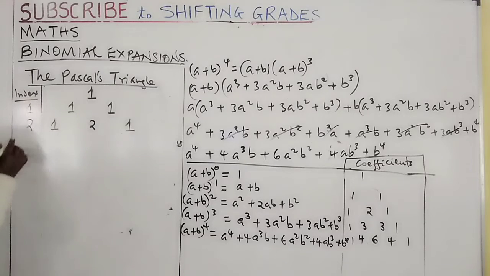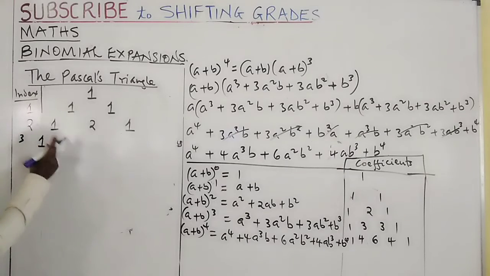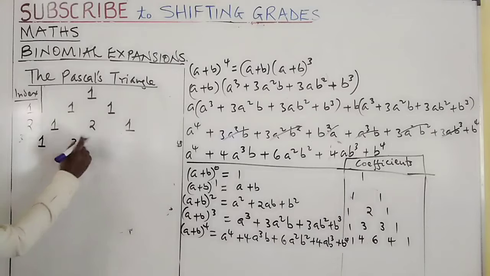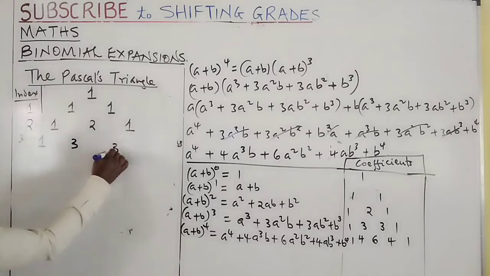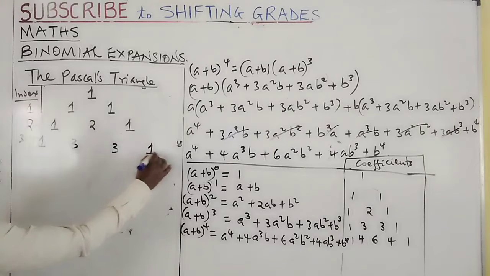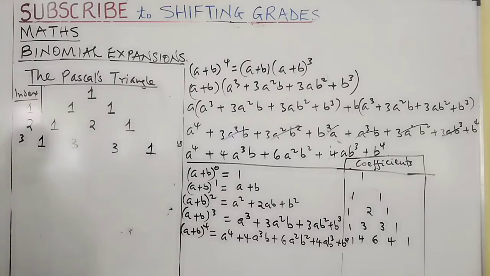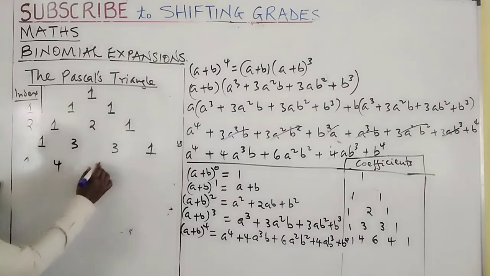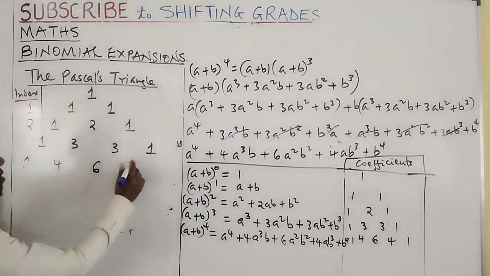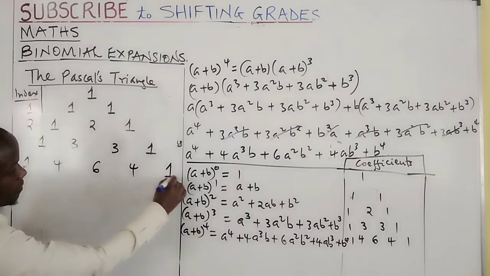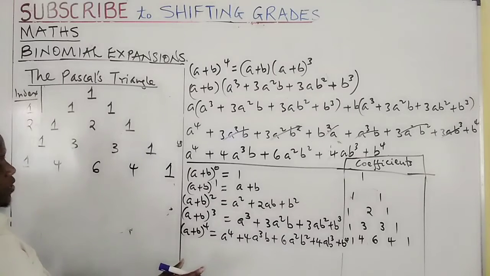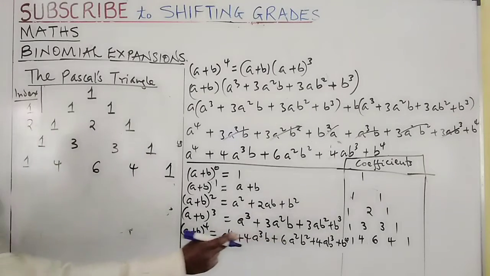When the index is to power 3, we drop 1 here. The terms are increasing. Then 1 plus 2, we get 3. 2 plus 1, we get 3. Then 1 alone. We drop 1 there. So you realize those were the coefficients. When it goes to power 4, we drop 1 here. Then 1 plus 3, 4. 3 plus 3, 6. 3 plus 1, 4. Then 1. Therefore, you realize that the coefficients when it was to power 4 are 1, 4, 6, 4, 1.